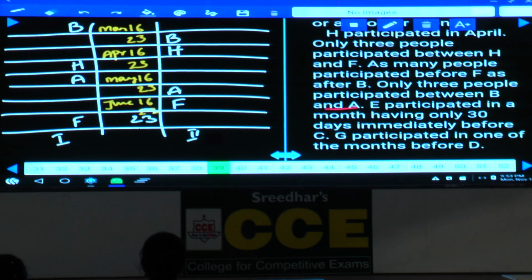Then what is the next information we have? E participated in a month having only 30 days, immediately before C. E participated in a month which has 30 days. 30 days means E can be in the month of June or E can be in the month of April.